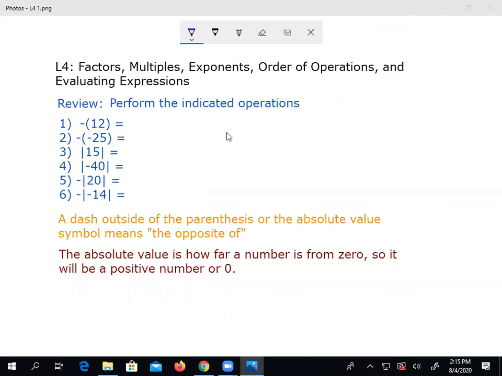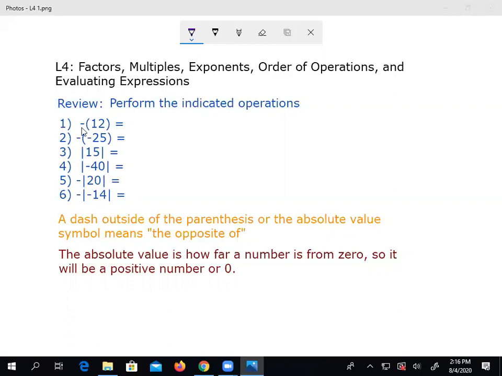Before I do that, though, I do want to review some stuff that we did in lessons 1 and 2. I don't think we're getting much into 3, but just mainly some of the stuff in lesson 1 and 2. So if we want to perform the indicated operations, a lot of times we think the operations have to be adding, subtracting, multiplying, dividing, but as you'll see, operations can take on many different forms.